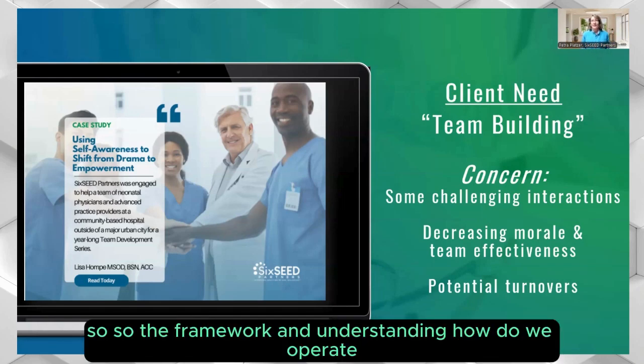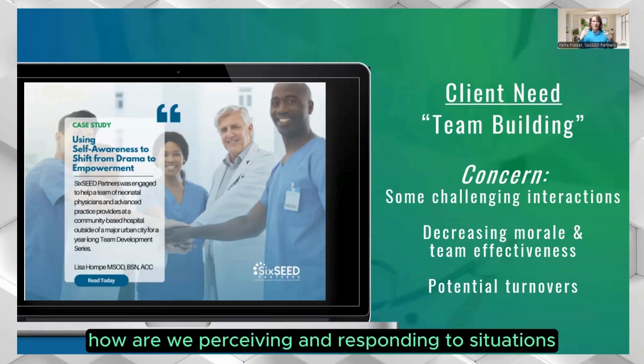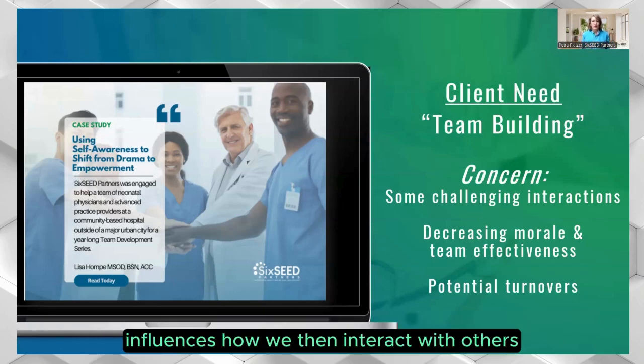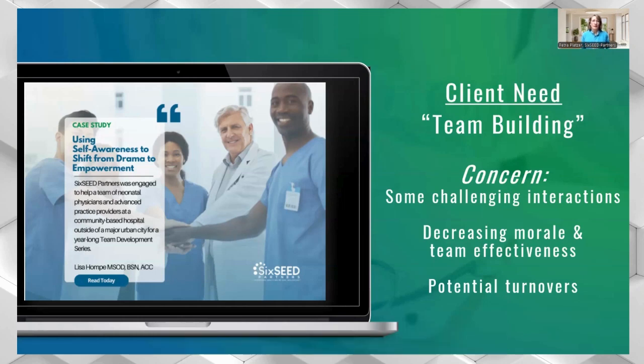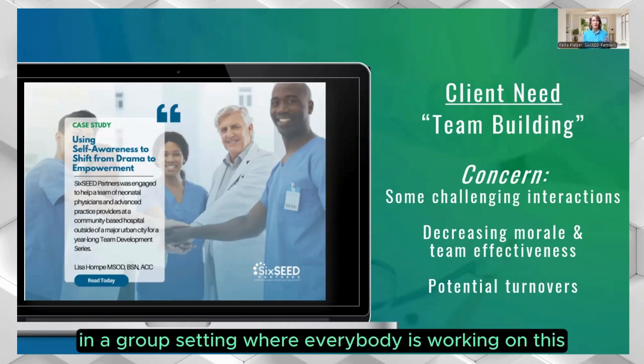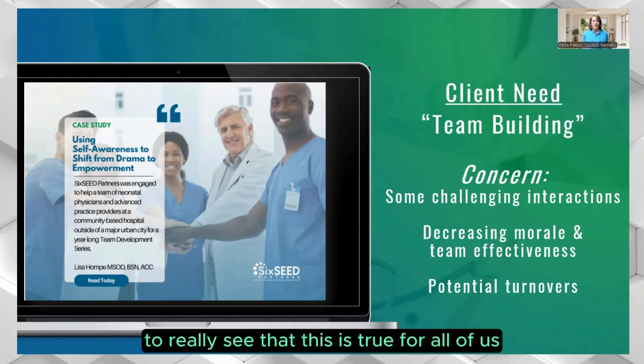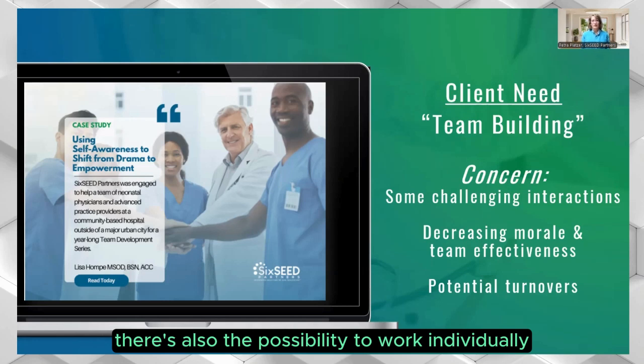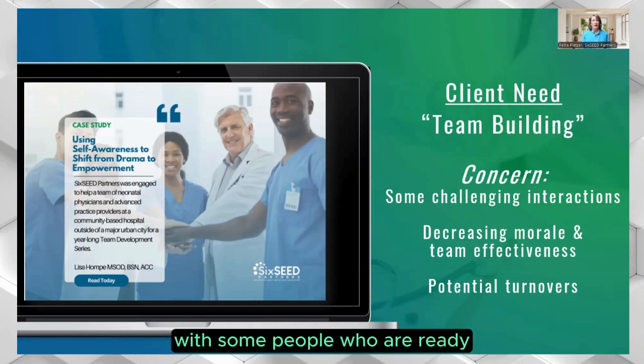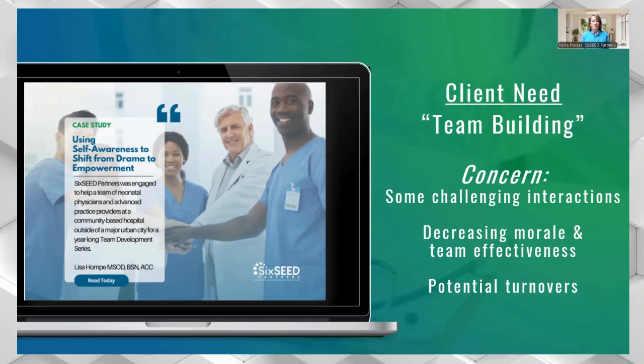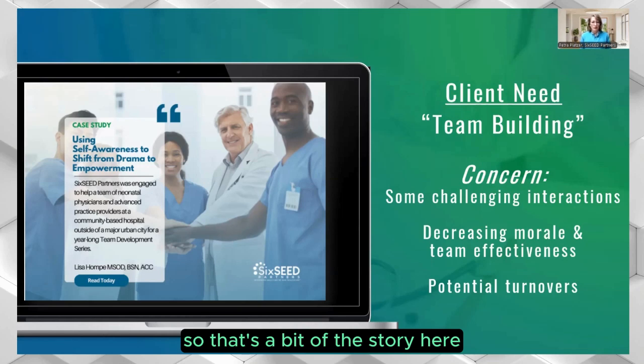So the framework and understanding of how we operate, how we are perceiving and responding to situations, influences how we then interact with others. Taking the time and normalizing that in a group setting where everybody is working on this makes it a safe place to really see that this is true for all of us. And then there's also the possibility to work individually with some people who are ready and willing to do a little bit more work. So that's a bit of the story here.